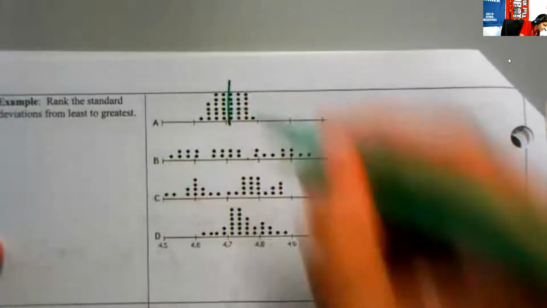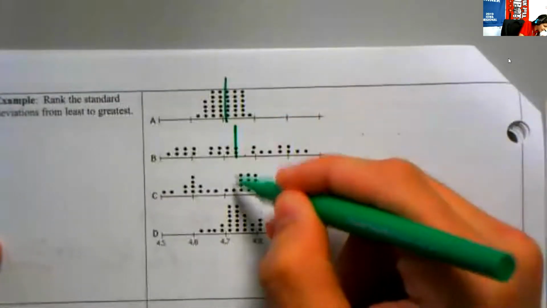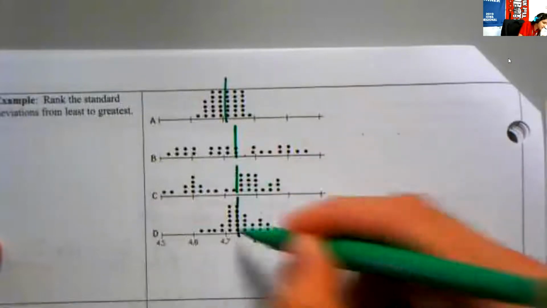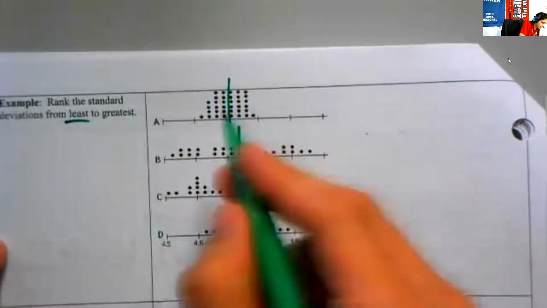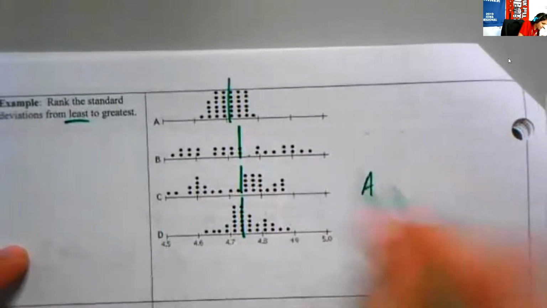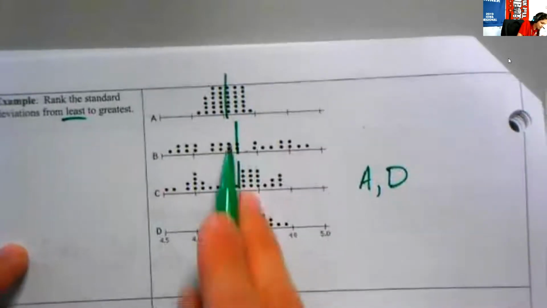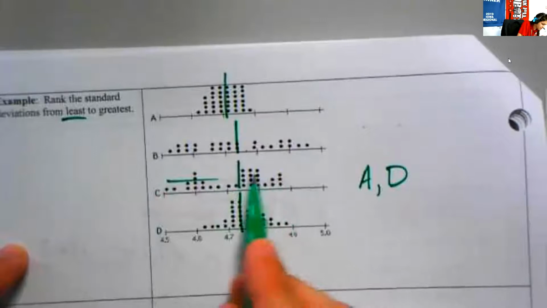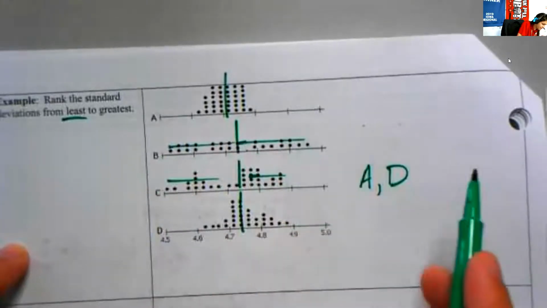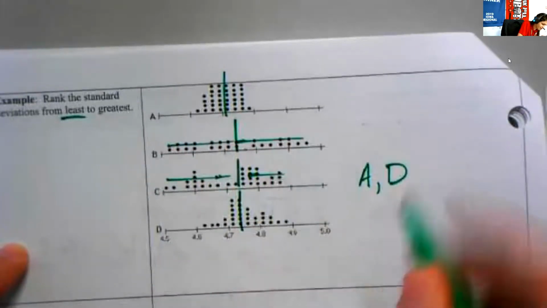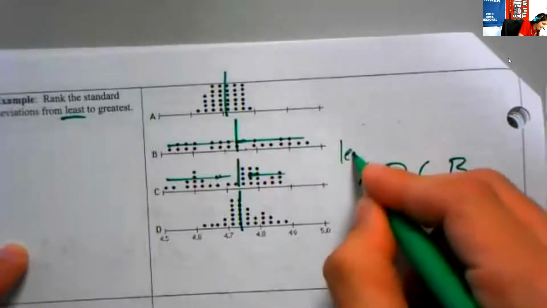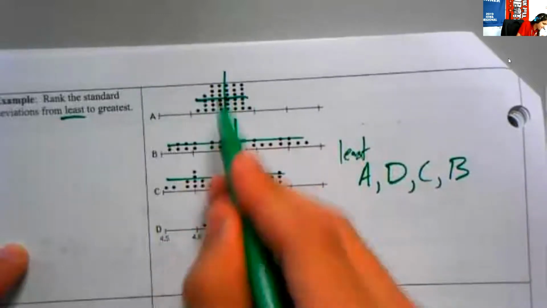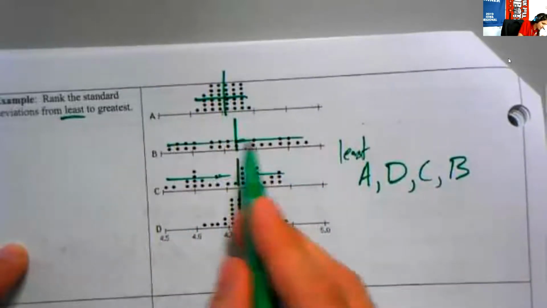I see, okay, well, I'm going to draw some lines here at where I think about the mean is. And which one is the least spread out? So A is the least. Which one's next? Looks like D. Which one's more spread out, C or B? Looks like B is a little more spread out, so I'm going to go with C and then B. So least spread out to most spread out.